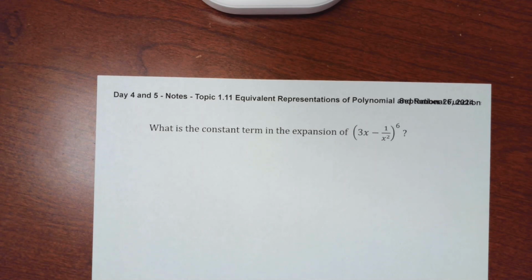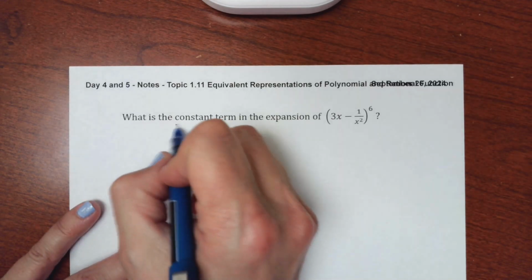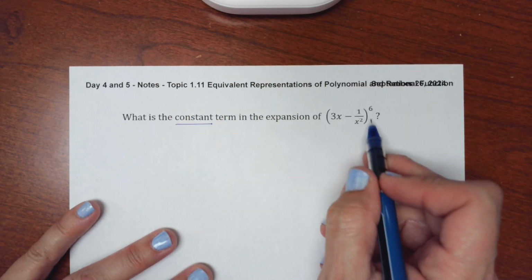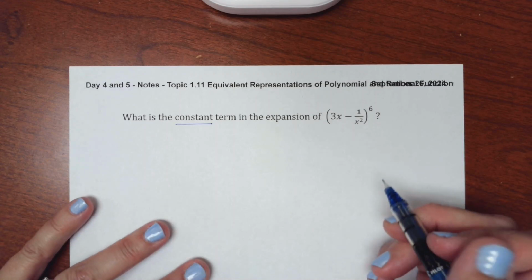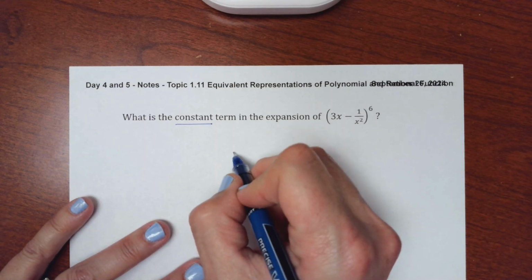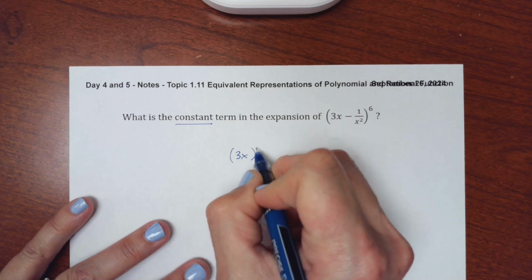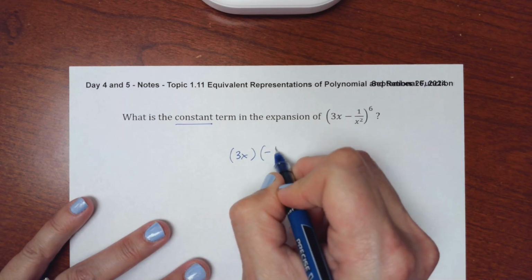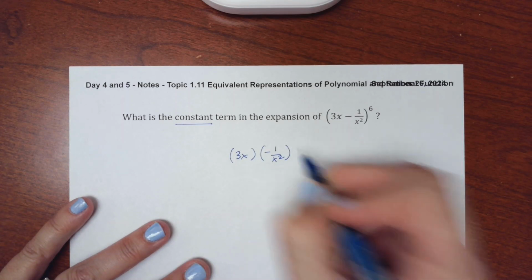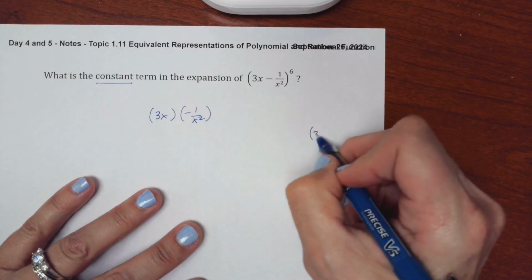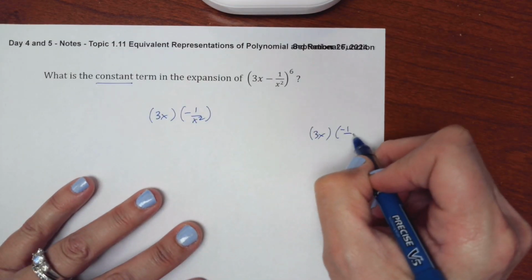All right, so we got one more problem that's not on your little notes there, but it's one on the homework like this. So this one says, what's the constant term in the expansion of this? So 6th power. So I have to work on doing this. 3x needs a power, and my negative 1 over x squared needs a power. So I'm going to do over here for a second. 3x and negative 1 over x squared.